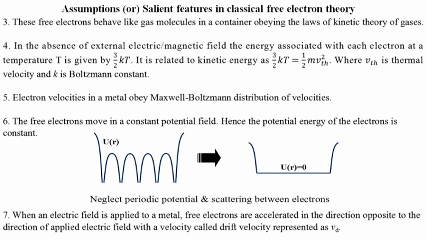And they assume that the electrons' velocities in a metal, as they are classical particles, obey the Maxwell-Boltzmann distribution of velocities. And the electrons move in a constant potential field, hence the potential energy of the electrons is constant. The seventh point, the last point, is when an electric field is applied to a metal, free electrons are accelerated in the direction opposite to the direction of the applied electric field with a velocity that is called drift velocity. Now these are the assumptions they have taken.